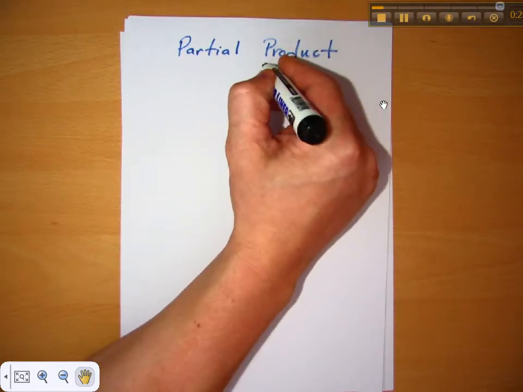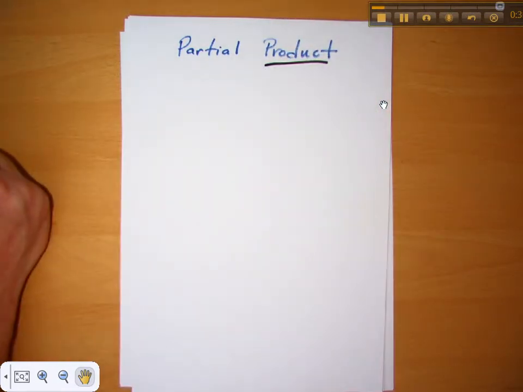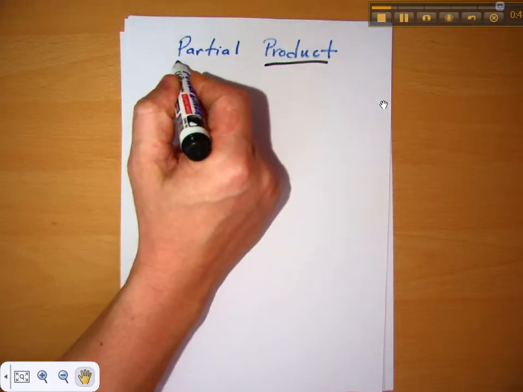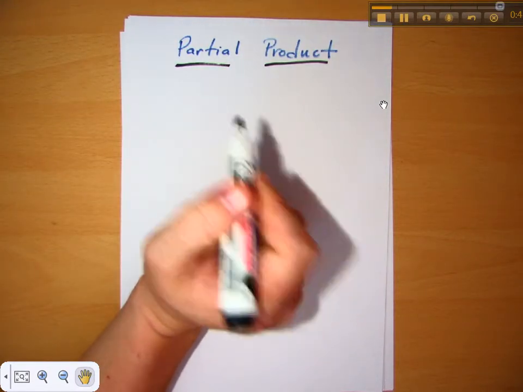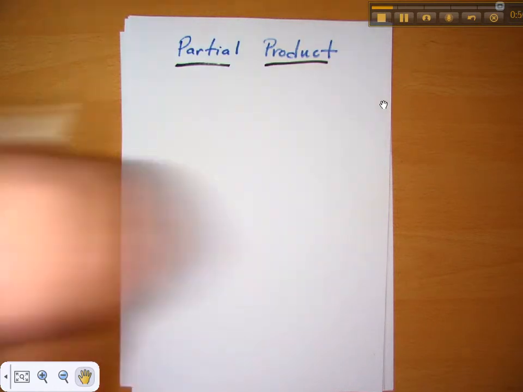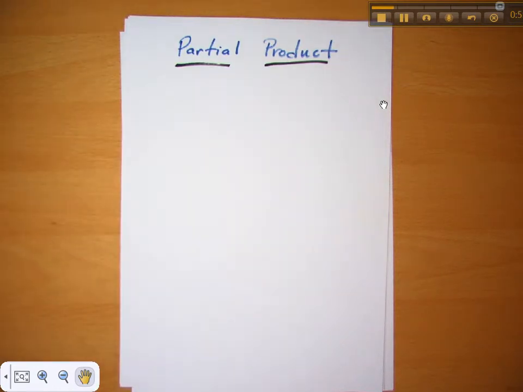When I say product, what I mean is the answer to a multiplication problem. If I were to say the word sum, S-U-M, that would be the answer to an addition problem. But products, we're talking about multiplication. And you see this word partial here. Well, do you recognize any part of that word? Hint, hint. Yes, hopefully the word part looks familiar. And that's exactly what we're doing.